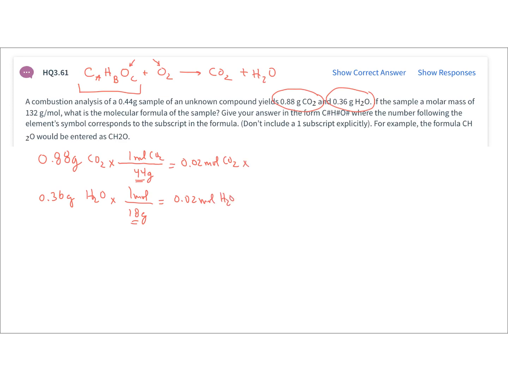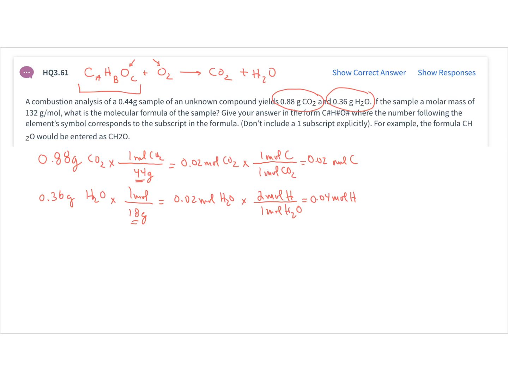What I need to know is how many moles of carbon and hydrogen I have. In 1 mole of CO2, there's 1 carbon, so I have 1 mole of carbon. In 1 mole of water, I have 2 moles of hydrogen because there are 2 hydrogens in every molecule. So I have 0.02 moles of carbon and 0.04 moles of hydrogen.